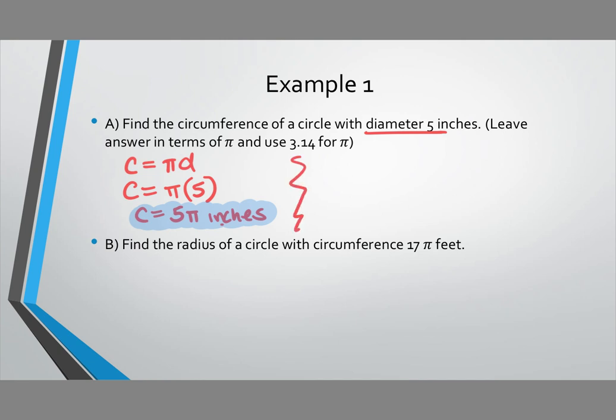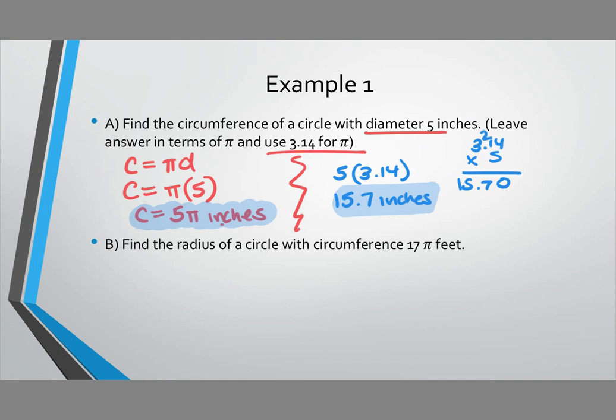What does in terms of pi mean? In terms of pi means you keep pi in your answer like we just did, like pi stays there. And then when it's not in terms of pi, what happens? The second thing says use 3.14 for pi, so then I would take 5 and multiply it times 3.14. So 3.14 times 5, which is 15.7 inches. So when it says to use 3.14, in place of the pi, we put the 3.14. If you have your calculators, take them out.